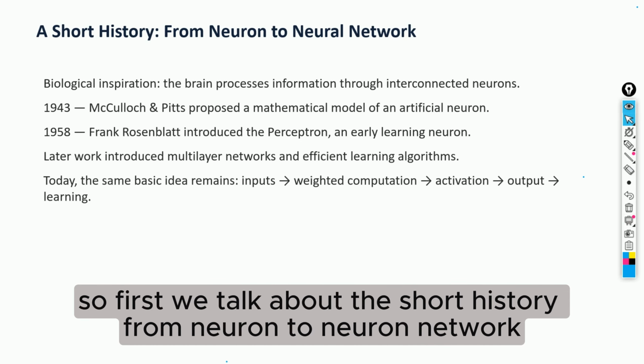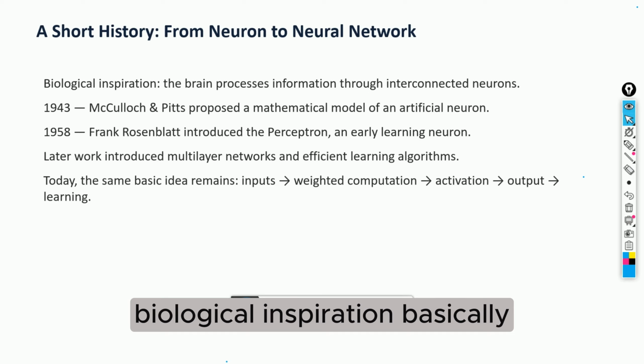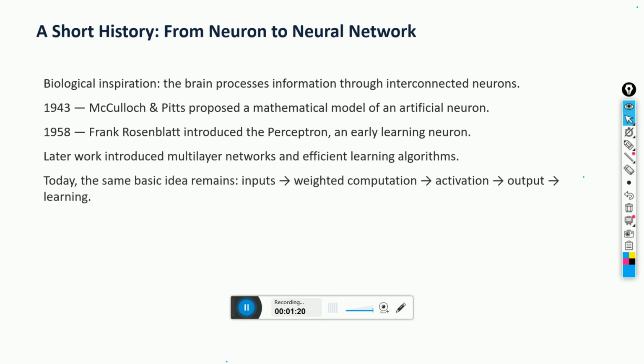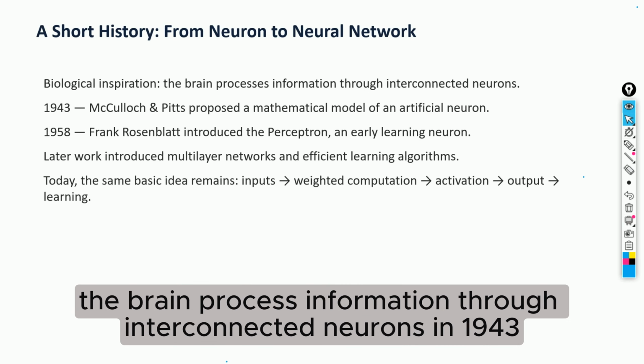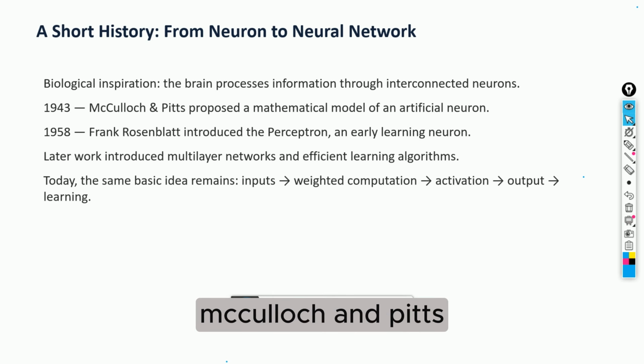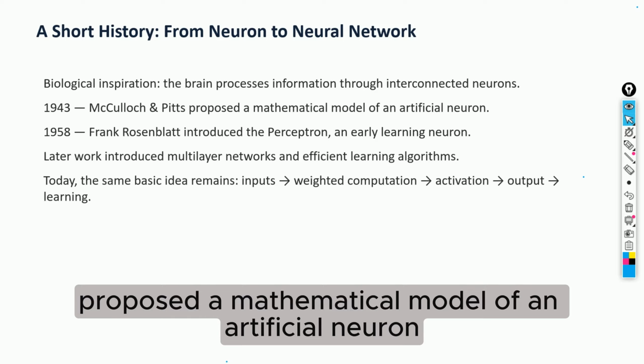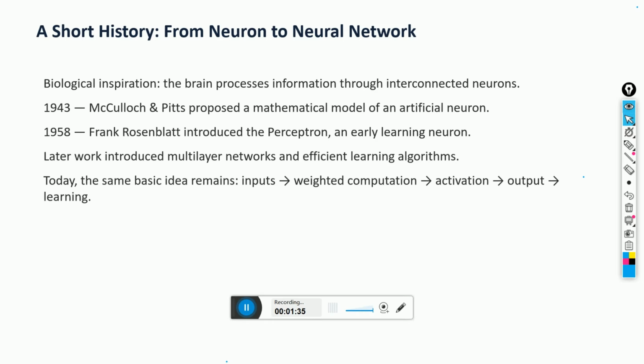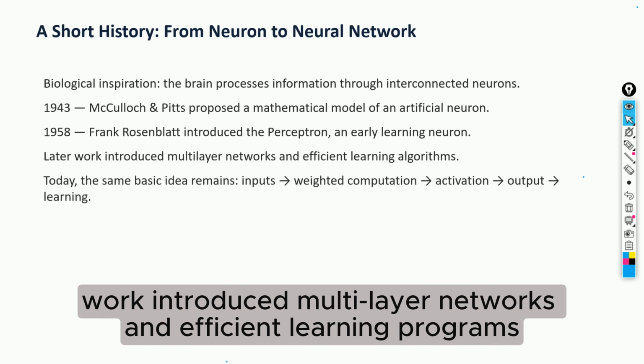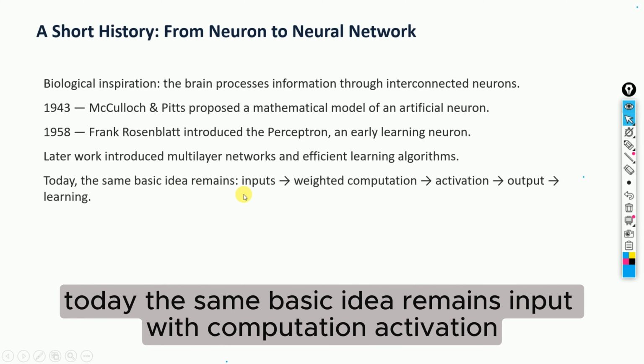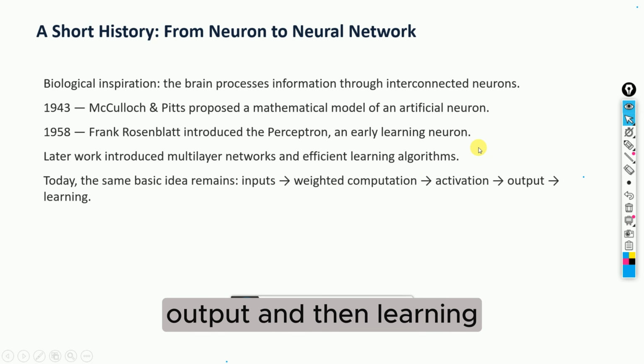So first we talk about the short history from neuron to neural network. Biological inspiration: basically, the brain processes information through interconnected neurons. In 1943, McCulloch and Pitts proposed a mathematical model of an artificial neuron, and later work introduced multi-layer networks and efficient learning algorithms. Today, the same basic idea remains: input with computation, activation, output, and then learning.